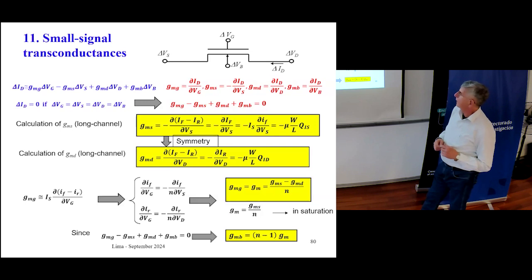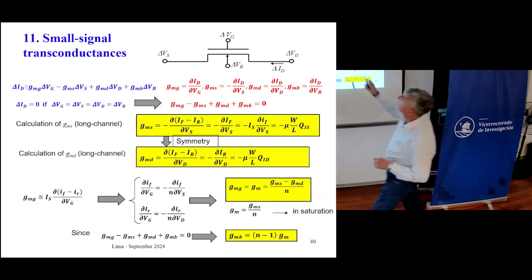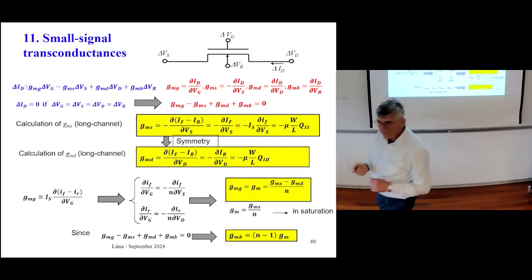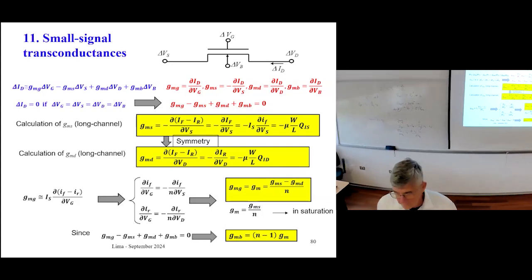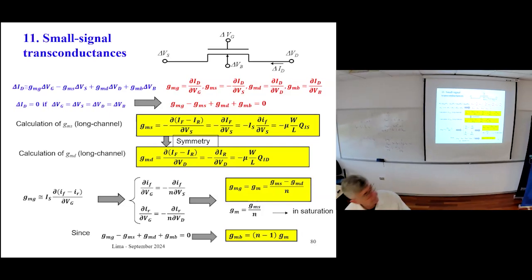Okay, so we have this set of equations that characterize the transconductances for a long channel device. This is not valid for a short channel device. Okay?